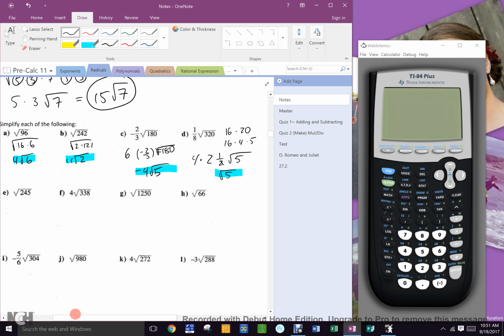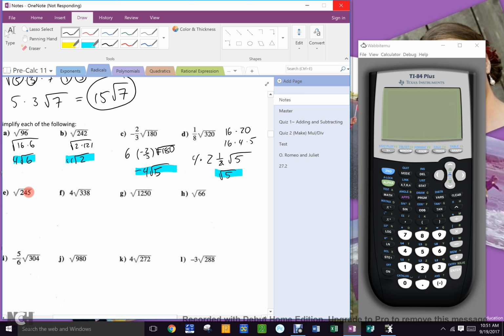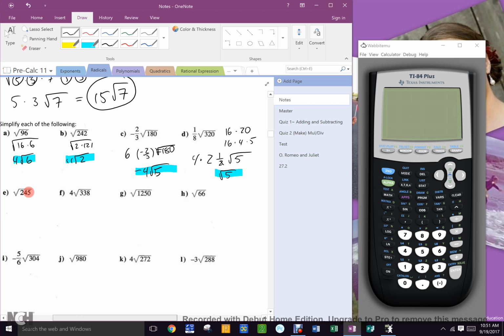So then these have to be broken down. So if I break that down with 5, that's going to be 49. I can stop there because 49 is a square root. 7 root 5. Break 338 down. 2, I break it down into 169. That's a perfect square, so it's 13 root 2.